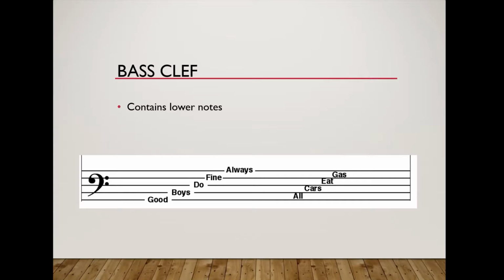Again, just some good tricks if you want to try and memorize what each of these notes are. Good boys do fine always. All cars eat gas. I always remember that the bottom space here below the staff is an F, and then also the two points here on the bass clef, well, I'll just call the colon for now, just correspond to F in the bass clef. Those are just some tricks that I use to really see, like, what note is this, where am I?